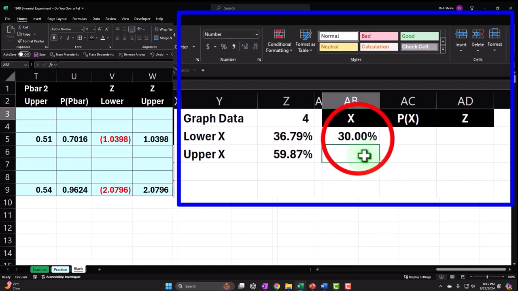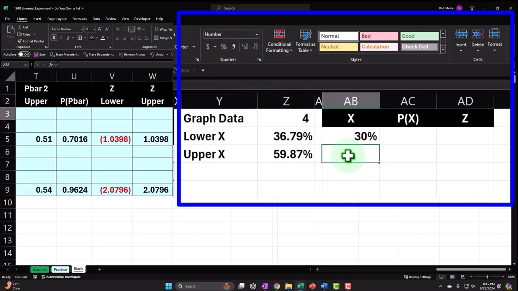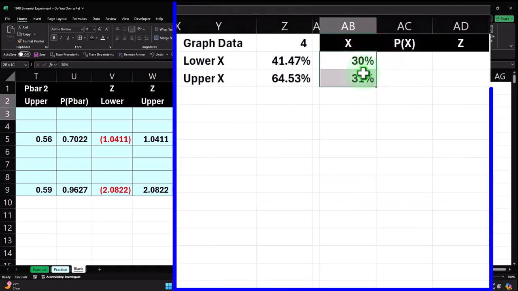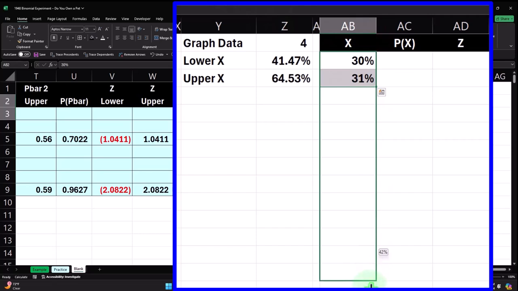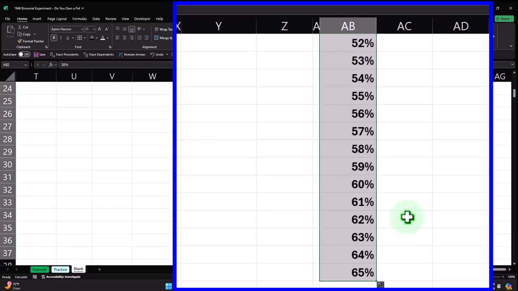And then this one, I don't really need the decimals here. I'll get rid of the decimals. And then we're going to go up to like 60 about. Let's say like 65. And this will be 31. I'll percentify and then put 31. And then I'm going to bring it up to like 65. So I'll select these. I could use a sequence, but I'm going to just count it up to like 65. That's not too far out.